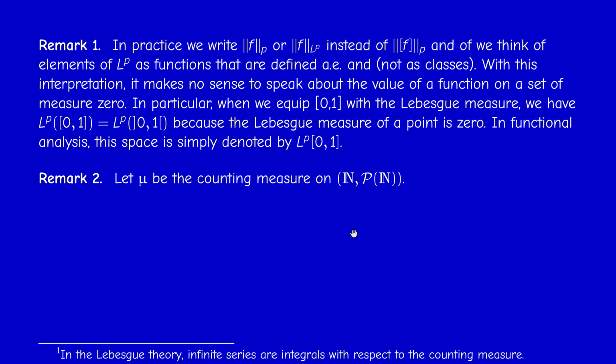Second important remark, as you probably know from measure theory: let mu be the counting measure on the set of non-negative integers. What does it mean? It means that mu of a subset of N is simply the number of elements in the set if the set is finite, and plus infinity if the set is infinite. So this is what we call the counting measure.